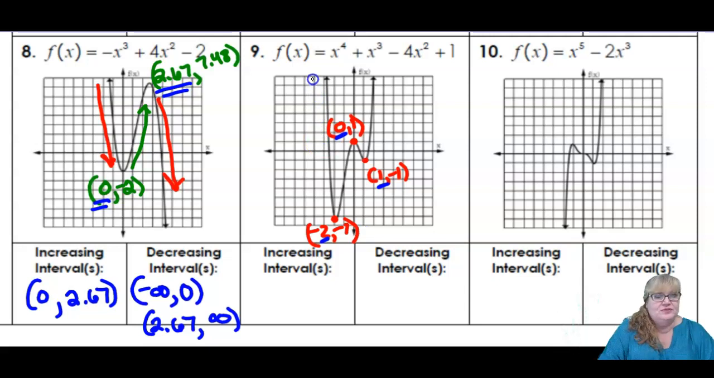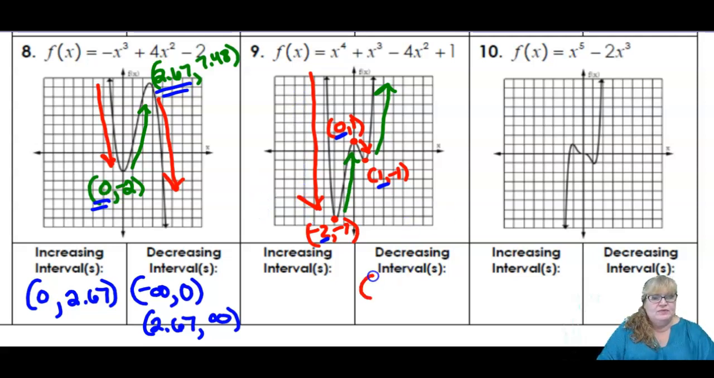We have to trace left to right. This one goes down, then it goes up, then it goes down, then it goes up. So we have two places where it is going down.